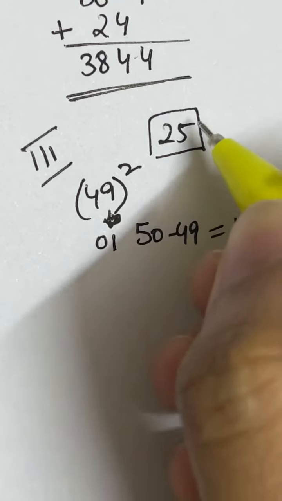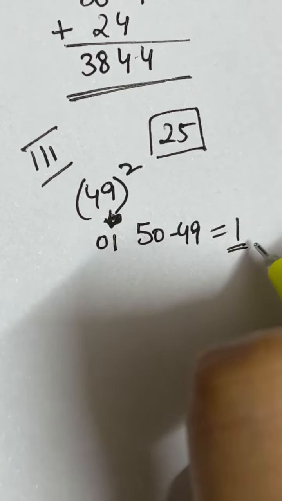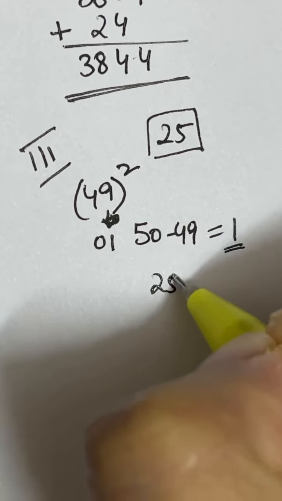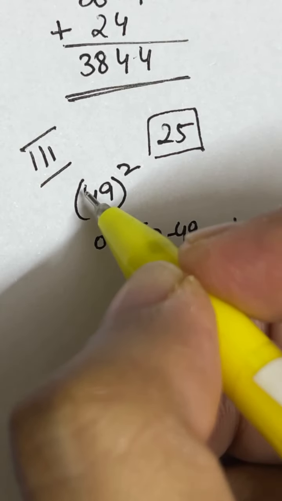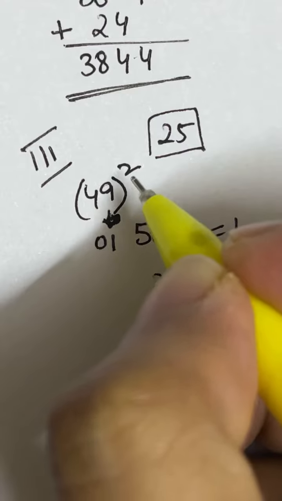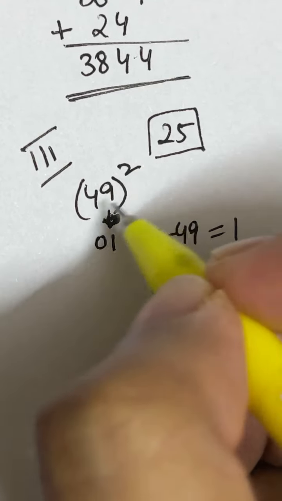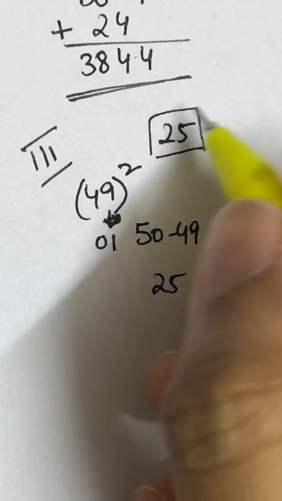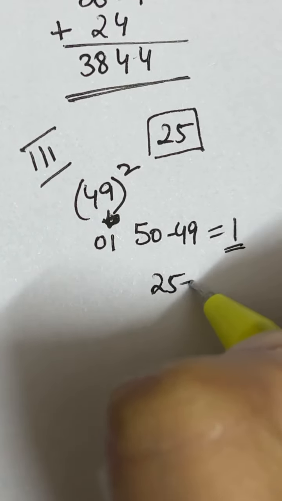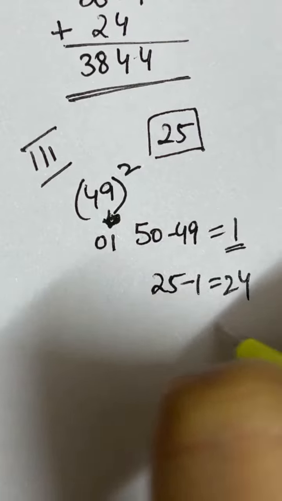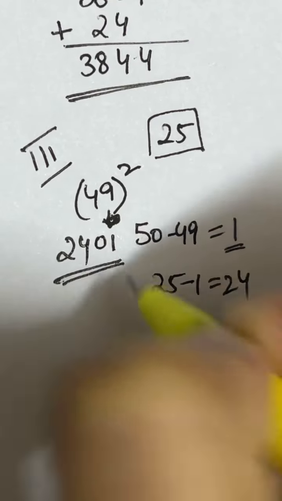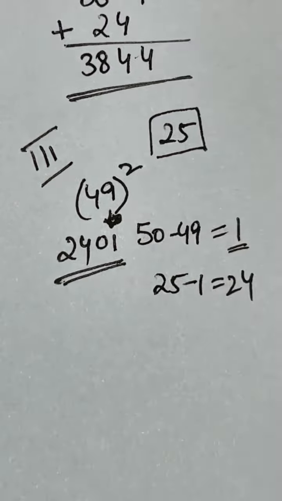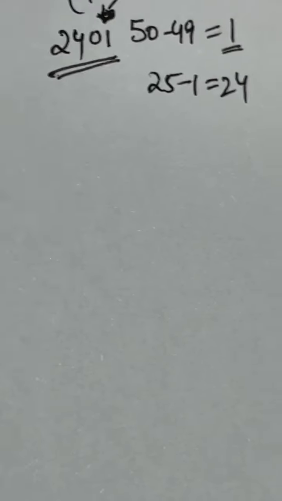Now you have kept 25 in mind. Just subtract 1 from 25, because 49 is less than 50, we are subtracting. Suppose you are taking 52, then it is 2 more than 50, so you add that number to 25. Here we are subtracting from 25. So we get 24 and that's your answer.